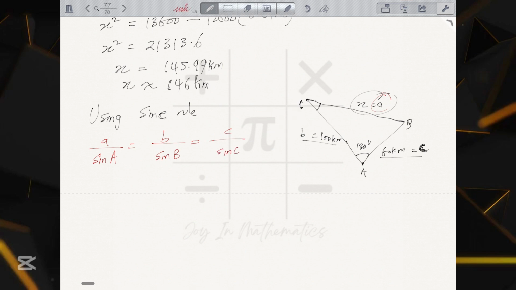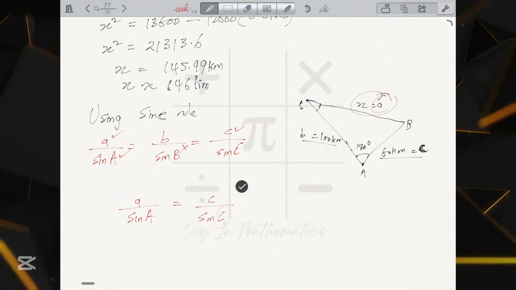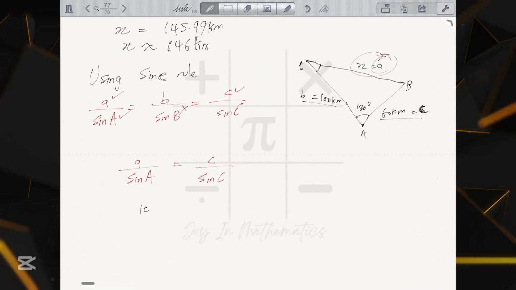So in that case, we are looking for angle C, and we have length C. Likewise, we have length A, angle A, but we do not have angle B. So let's use A divided by sine A is equal to C divided by sine C to evaluate angle C. Our A that we evaluated to be x is 146. Our angle A is 130 degrees. Then length C is 60, and we are looking for angle C.